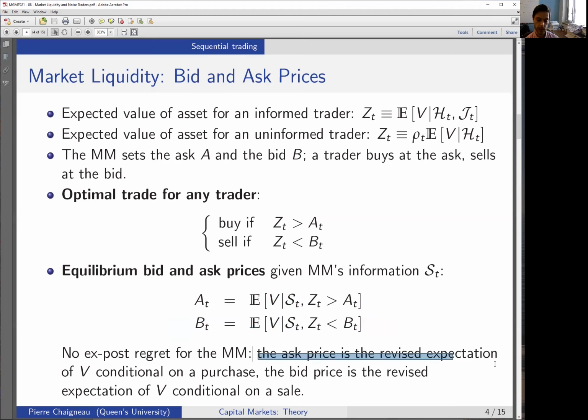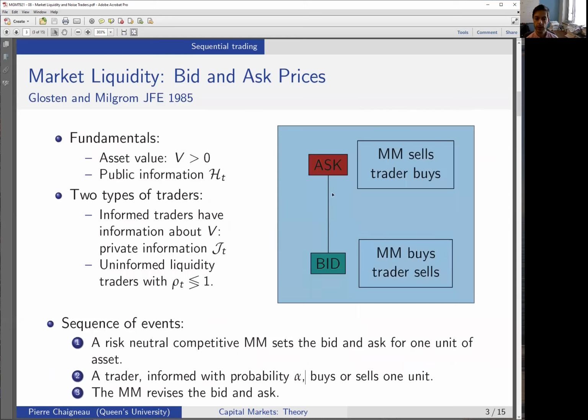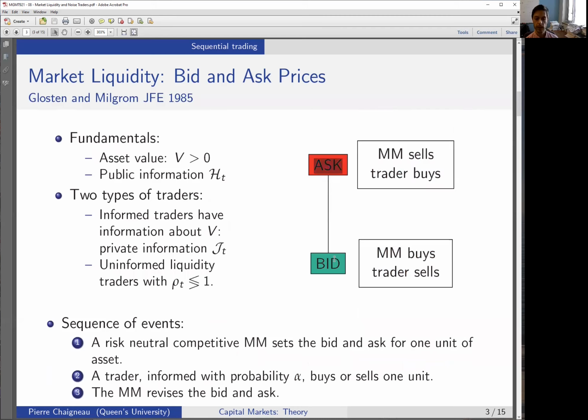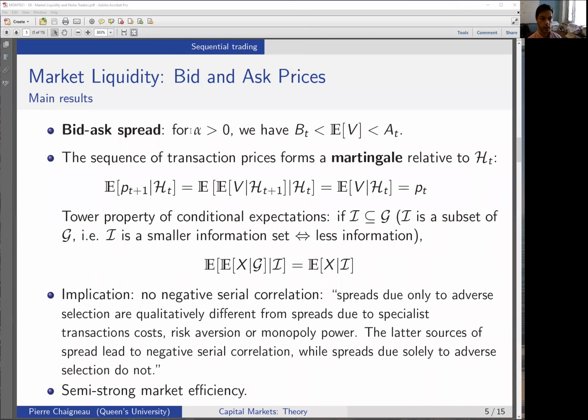The ask price is a revised expectation of the security value conditional on the trader buying, and the bid price is a revised expectation of the security value conditional on the trader selling. And of course, as long as alpha is positive, so as long as there is some informed trading, there's going to be a spread between the bid and the ask, meaning that the ask is going to be larger than the bid. So whenever alpha is positive and there's going to be some informed trading, the market price is going to adjust to the fact that the order is a buy order or a sell order.